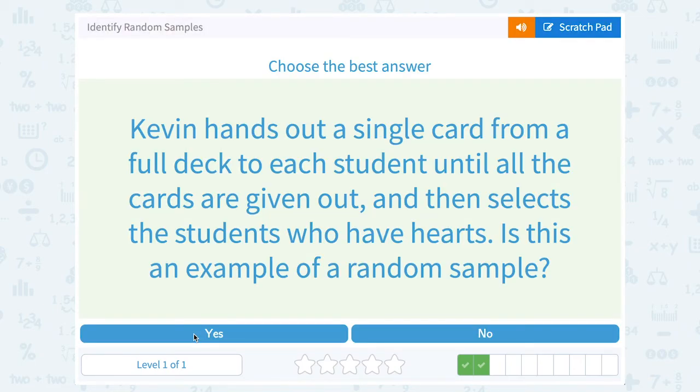Kevin hands out a single card from a full deck to each student until all the cards are given out, and then selects the students who have hearts. Is this an example of a random sample? Well, yes, this would be random as long as he's not looking at the cards and giving them on purpose. As long as he is maybe shuffling that deck and handing them out without looking, then he doesn't know who's going to wind up with a heart and who's not. Then yes, everybody would have an equal probability of winding up with a heart, and this would be a random sample.